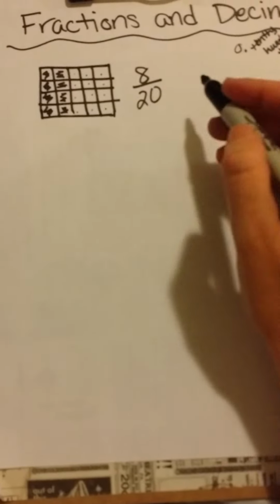Well, there's a couple ways you can do this. Can a 20 become a 10? Yes, it can. How does 20 become 10? Well, you divide by 2. 20 divided by 2 is 10. What you do to the bottom, you do to the top. So 8 divided by 2 is 4. Now we can easily say 4 tenths as a decimal looks like this.